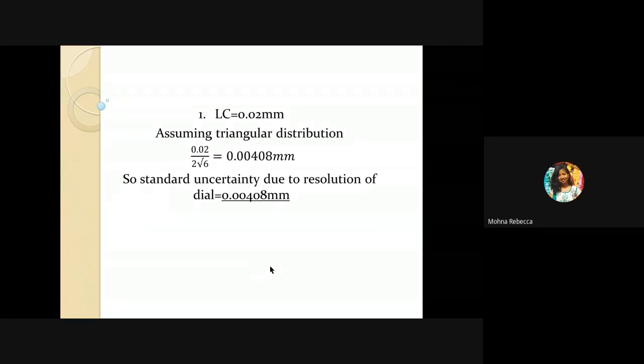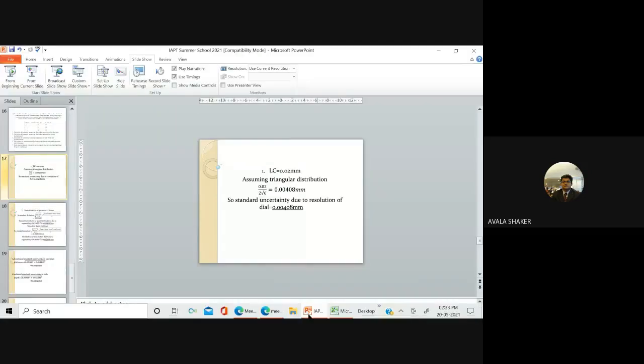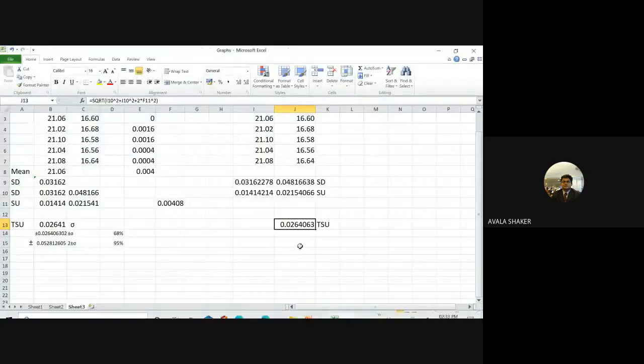Okay, sir. As I said, if it is negligible, then obviously you can ignore it compared to your other readings. Suppose your uncertainty is like 0.2 or something, and the instrument uncertainty is like 0.002 or something. In that case, you can ignore it.